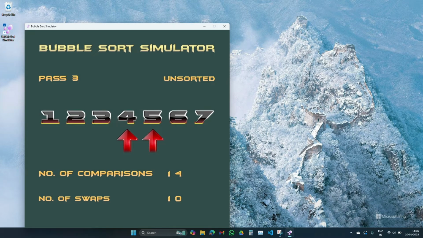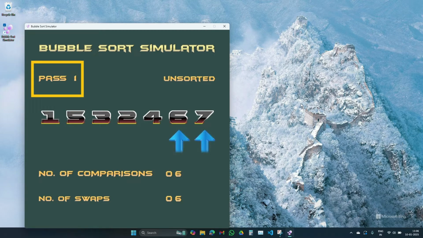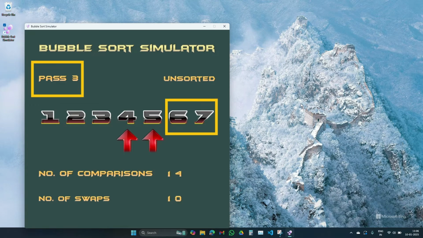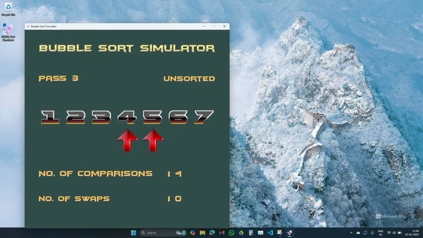Now again, we need not compare 5 and 6 since at the end of pass 2, 6 already is where it should be. So in general, in bubble sort, after pass n minus 1, n minus 1 numbers from the right can be skipped in the comparison process. For example, in pass 1, 0 elements were skipped. In pass 2, the last element was skipped. In pass 3, the last two elements were skipped. In pass 4, the last three elements will be skipped. By doing this, we are saving the CPU crucial time.